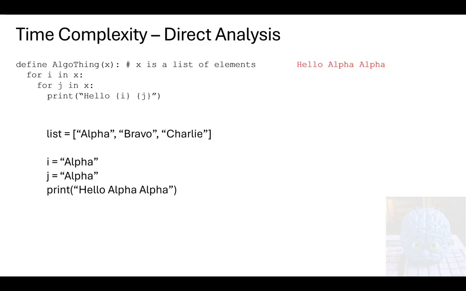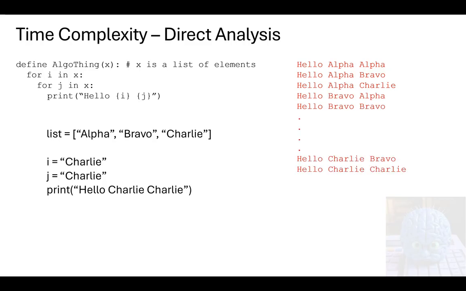So suppose we have three items. First, we set I to alpha and j to alpha, and we run a constant time operation printing alpha alpha. And then look at how we loop through. For each item in the outer loop, which is in the main list, we loop through every item in the list again. So we go alpha alpha, alpha bravo, alpha Charlie. Then we take Bravo and we go Bravo Alpha, Bravo Bravo, Bravo Charlie, and so on. And we do that over and over again until we get down to Charlie Charlie.